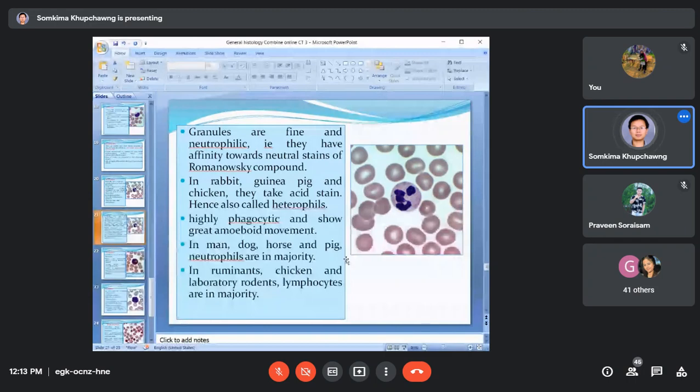So functions: highly phagocytic. And in the case of man, dog, horse, and pig, neutrophils are the majority. But in ruminants, chicken, and laboratory rodents, lymphocytes are the majority.